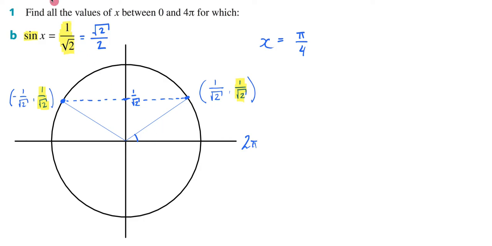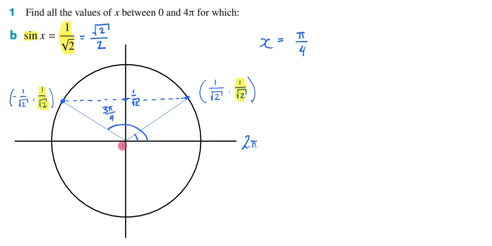Perfect. Then when I come over to my second quadrant, what will my x value be now? Now again, hopefully you've memorized your unit circle. I'm going to keep saying that. So it's going to be 3 pi on 4.